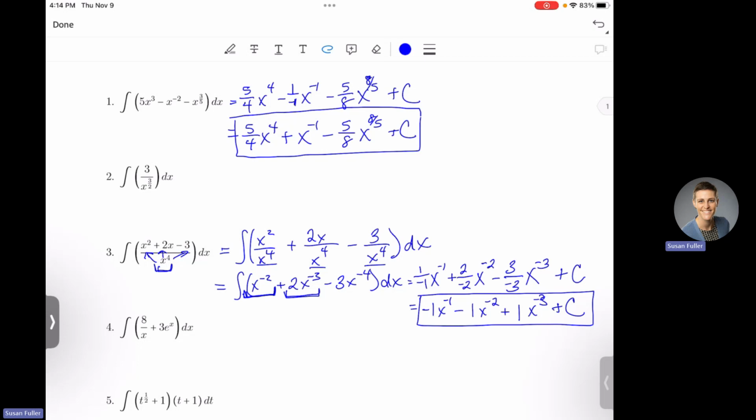So that is our antiderivative. If your brain doesn't like to leave these as negative exponents, you can certainly write this as negative 1 over x minus 1 over x squared plus 1 over x to the third plus c. But you certainly don't have to either. You can leave it this way.